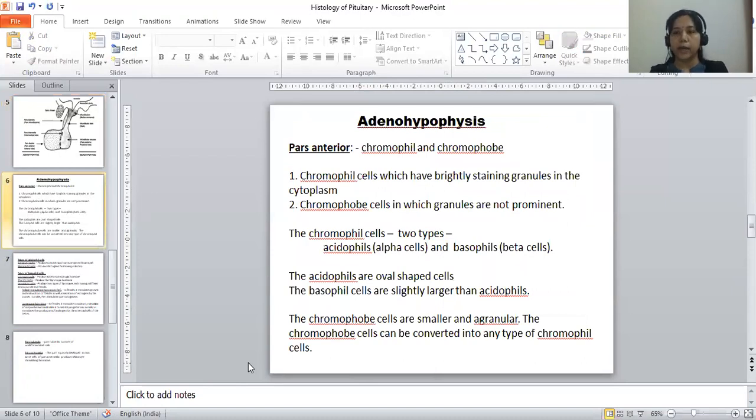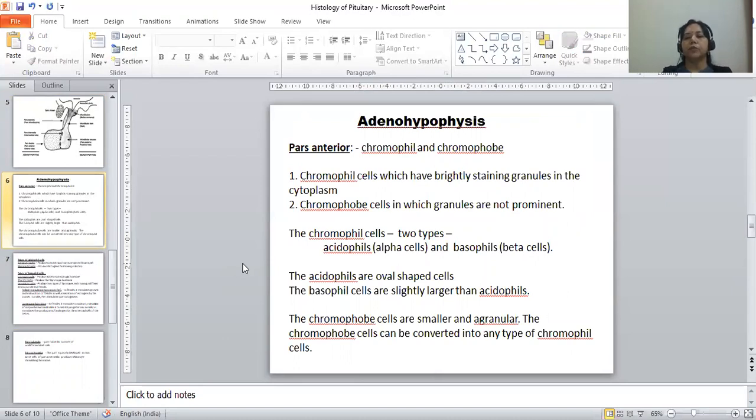Coming to adenohypophysis, it's one of the major parts, or anterior pituitary, made up of three parts: pars anterior, pars intermedia and pars tubularis. Pars anterior has got two types of cells: chromophil cells and chromophobe cells. Chromophil cells have brightly stained granules in their cytoplasm. Chromophobe cells do not have granules. So granules are not very prominent in a chromophobe cell.